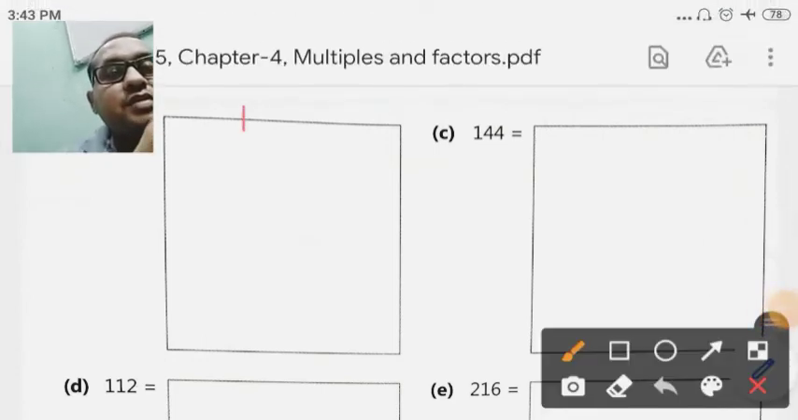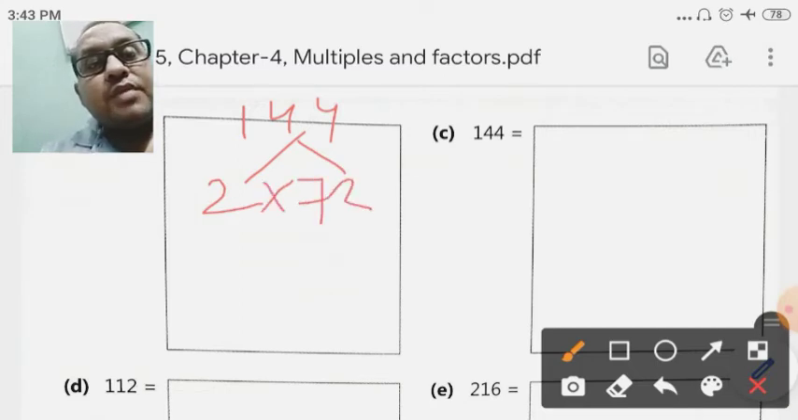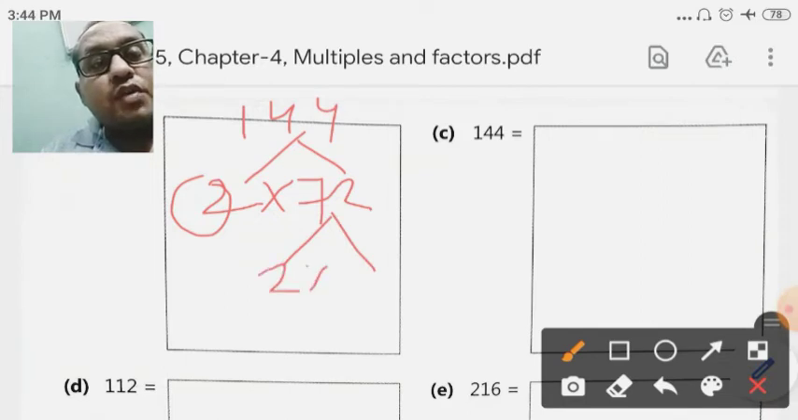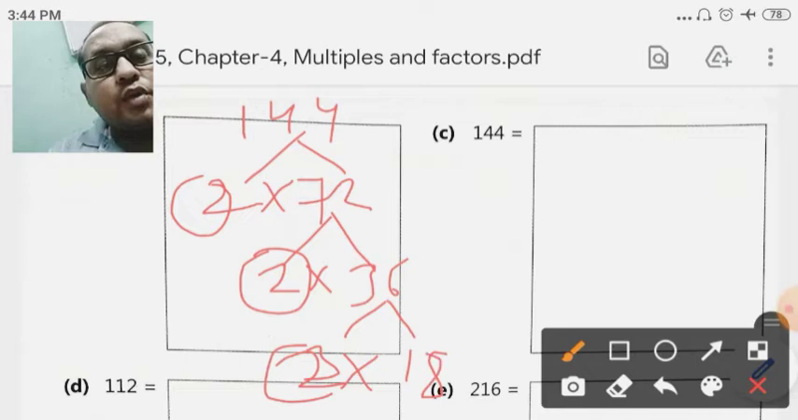If I am solving 144, okay, so 144, let's start with 2. So 2 into 72, which is 144. Now 2 is a prime number, so leave it. Now expand 72. 72 is also 2 into 36. Now again 2 is a prime number, again leave it. Now 36 is 2 into 18. Now again 2 is a prime number, so leave it.